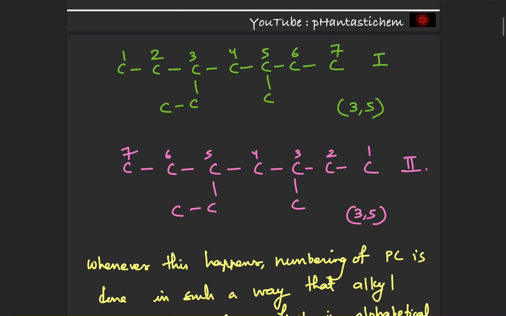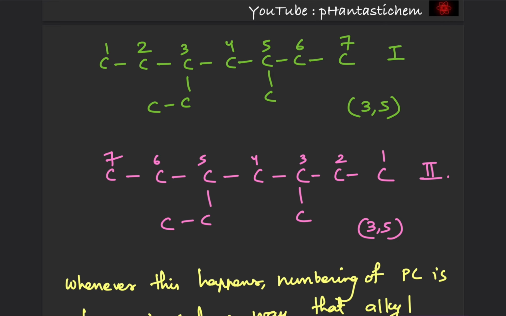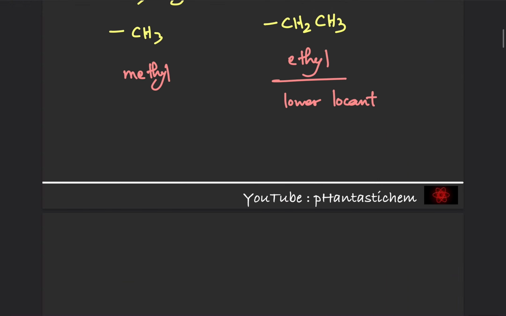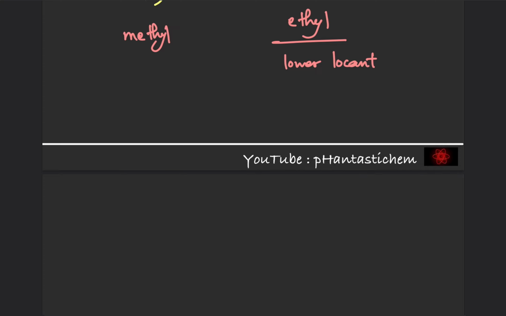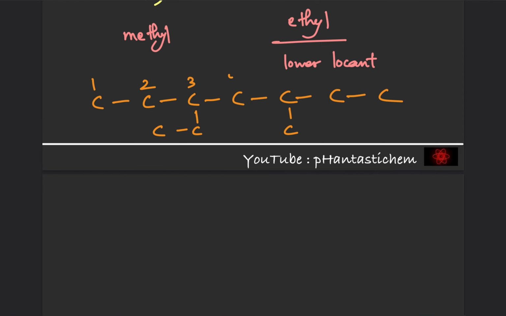So therefore out of these two possible ways to number the parent chain, the first method is correct, because in the first method ethyl gets the lower number 3, but in the second method ethyl gets the higher number 5. So this is the correct method because ethyl comes first in the alphabetical order. Cool. So after you have figured out the end from which you should start your numbering, that is, you have to start from the left.